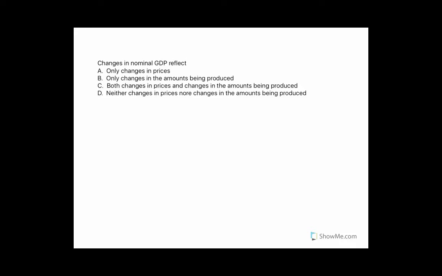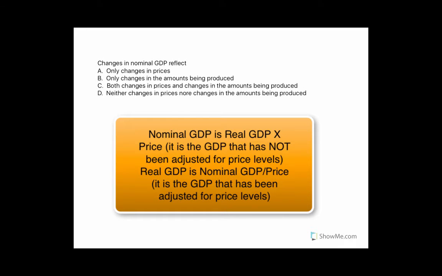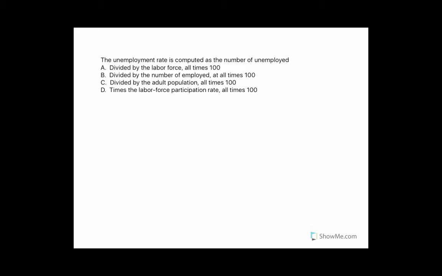Okay, the second question asks about changes in nominal GDP. The difference between nominal GDP and real GDP is the effective price level. Obviously GDP, like we said in the last question, reflects changes in the amount of goods produced, but because it's nominal, if price levels change, that might also be reflected in nominal GDP. So that's both changes in prices and changes in the amounts of goods being produced. That's just like saying that if all the prices doubled, the nominal GDP would also double, and that wouldn't necessarily reflect that the amount of goods changed at all. That just reflected that the prices changed.